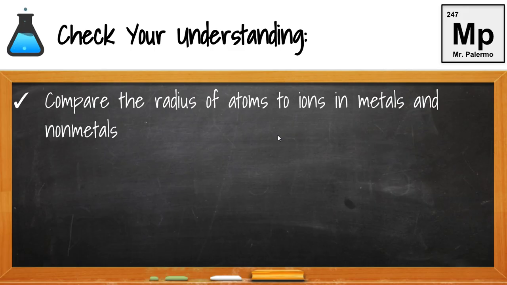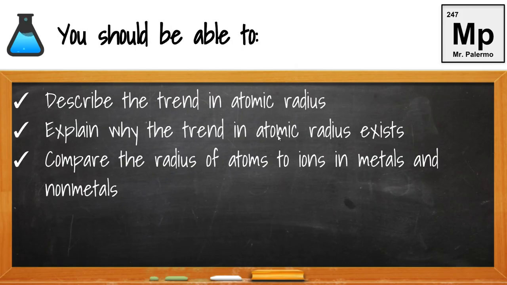So let's check your understanding. Can you compare the radius of atoms to ions in metals and nonmetals? At this point, you should be able to describe the trend in atomic radius, explain why the trend in atomic radius exists, and compare the radius of atoms to ions in metals and nonmetals.